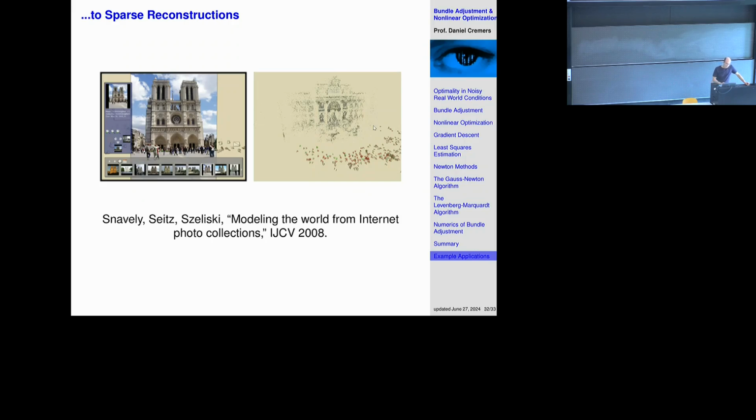But I should say it's not just bundle adjustment, there is a lot more. There's pruning, there's finding the right images, there's identifying corresponding points, and once you have the points, then you can do the bundle adjustment.